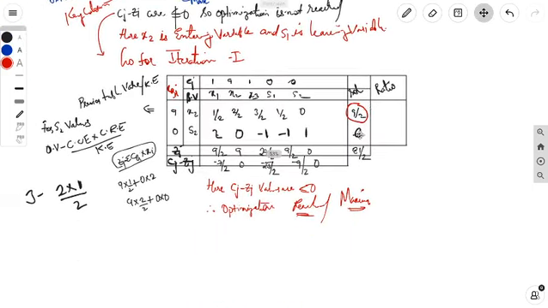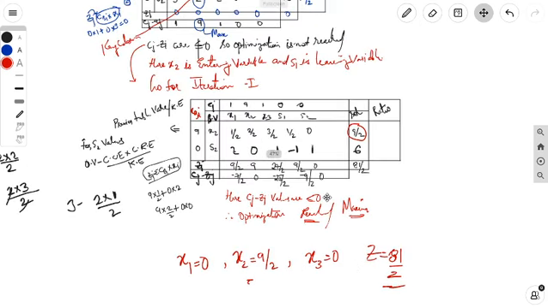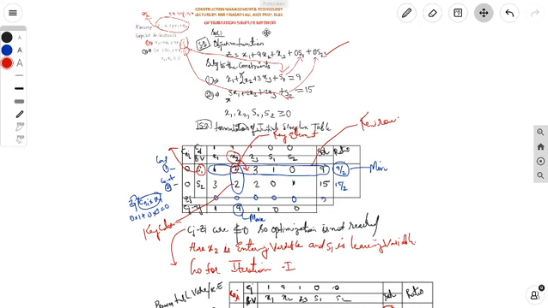So finally, from this solution value x2 is 9 by 2, and as here we don't have x1 and x3, these values are 0. We won't consider s2 values, and the solution was 81 by 2. I hope you people have understood this question and its solution.